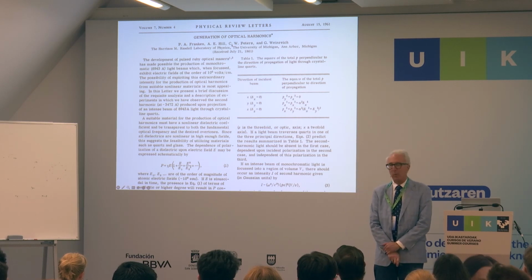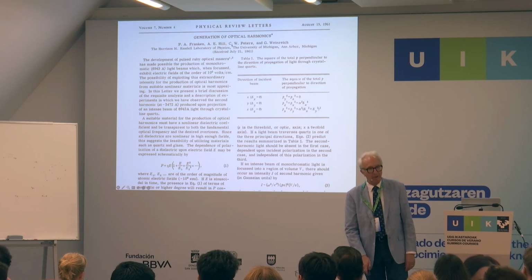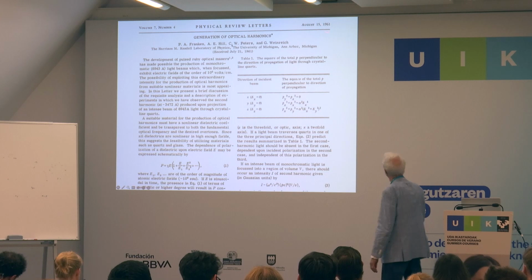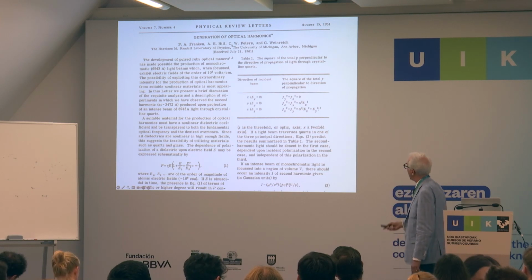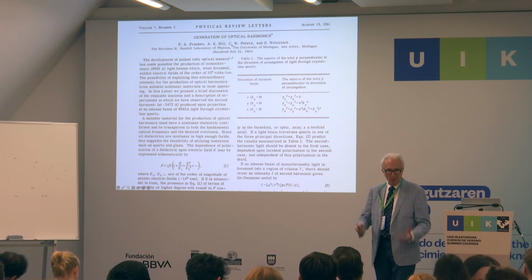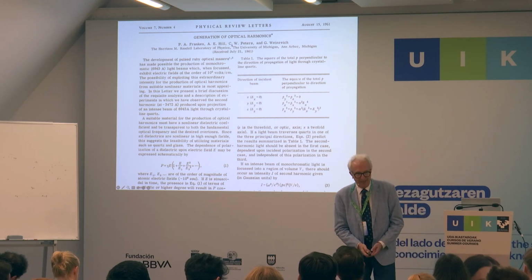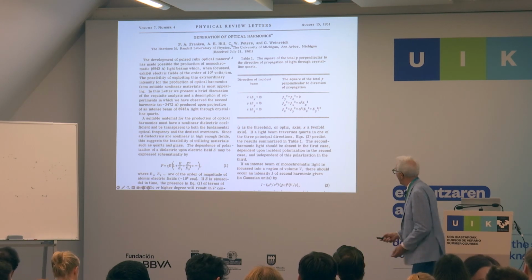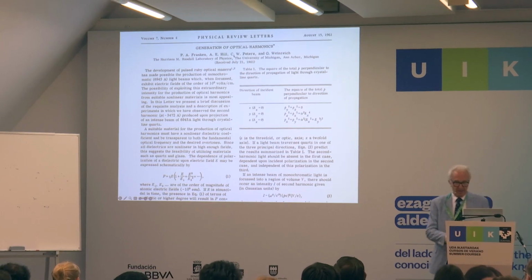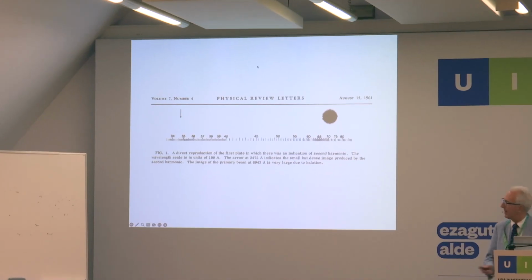And this is the paper that really started the field of nonlinear optics. It was published back in 1961 by Peter Franken and his group at the University of Michigan. 62 years ago was the birth of nonlinear optics. And they went through the usual sort of thing, and they then showed their data.